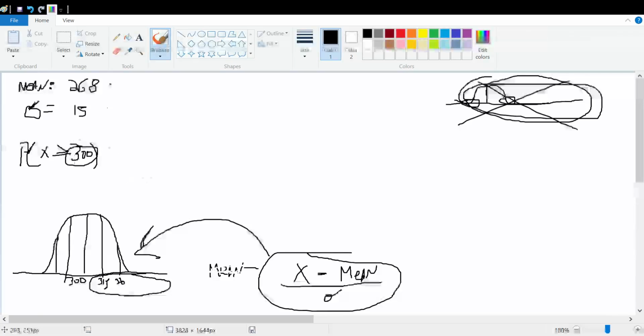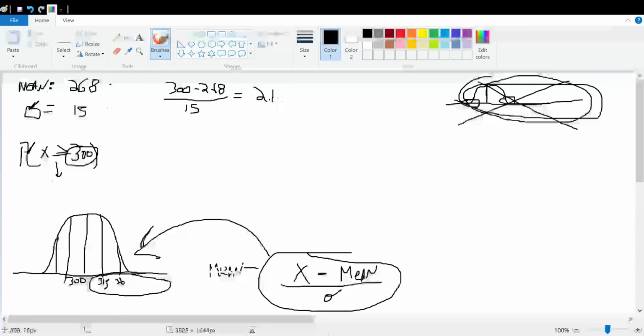You have to be very, very careful right here. In this case, I'm doing an at least problem, meaning at least this or greater. Let's plug this in. We have 300 minus 268, divided by 15. That's going to give us 2.133, and this is a z value, so we have to convert it to a z-score.